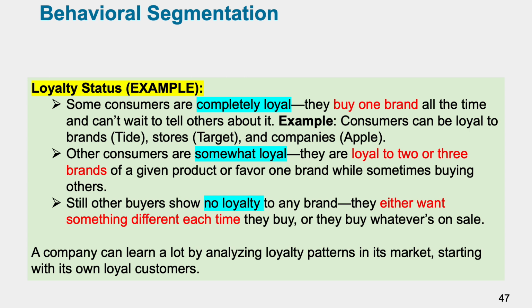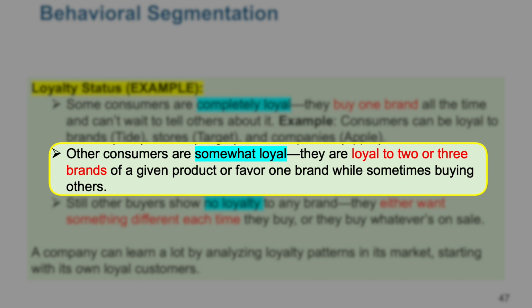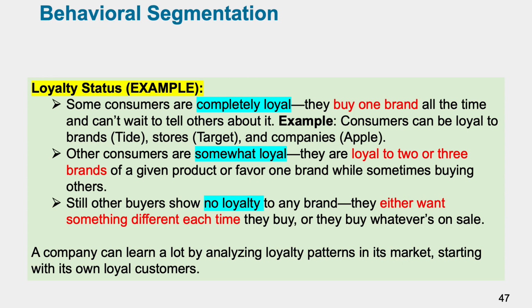Other consumers are somewhat loyal to different brands. They are loyal to two or three brands of a given product, or favor one brand while sometimes buying others. Still other buyers show no loyalty to any brand. They either want something different each time they buy, or they buy whatever is on sale.